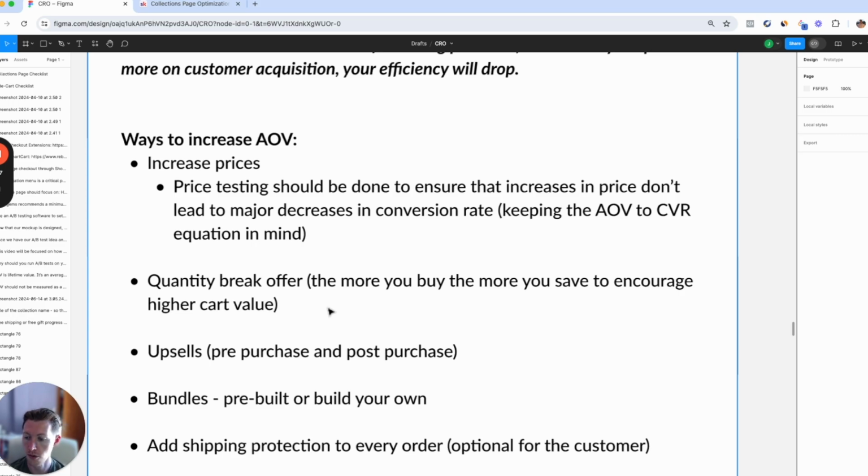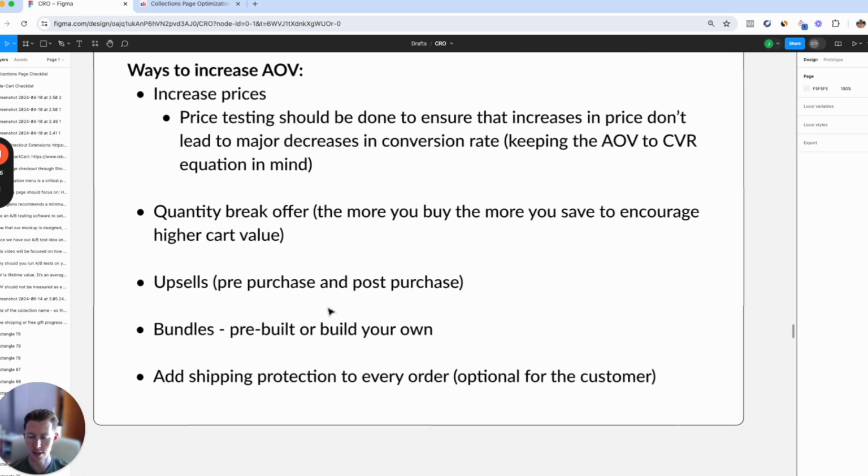You're just introducing a new offer structure that has 3 options. You're saying buy 1, buy 2, buy 3, or buy 1, buy 3, buy 6, 1, 3, 5, whatever it is. But the more you buy, the more you save is the whole notion here, and encourages higher cart value. So I definitely recommend testing that. It's not the best fit for all products because this usually is better for consumables, supplements, food and beverage, things that you would need a renewal on.